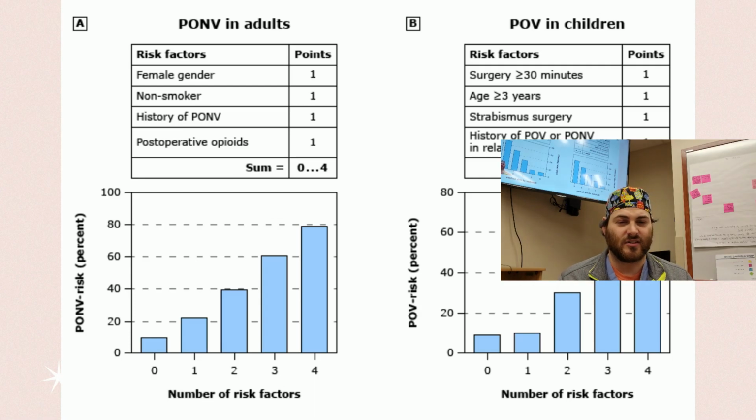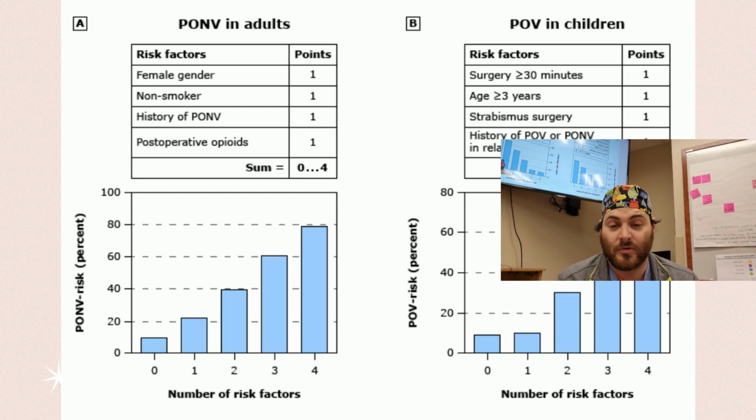I cannot stress this enough, that this is a simplified scale. This is dumbing everything down, as for a quick little scale that you can use to determine someone's risk for postoperative nausea and vomiting in adults, and then postoperative vomiting in children. So on the left side, we're going to look at the adult scale. This is a quick 4-point scale that correlates with someone's percentage risk of having nausea.